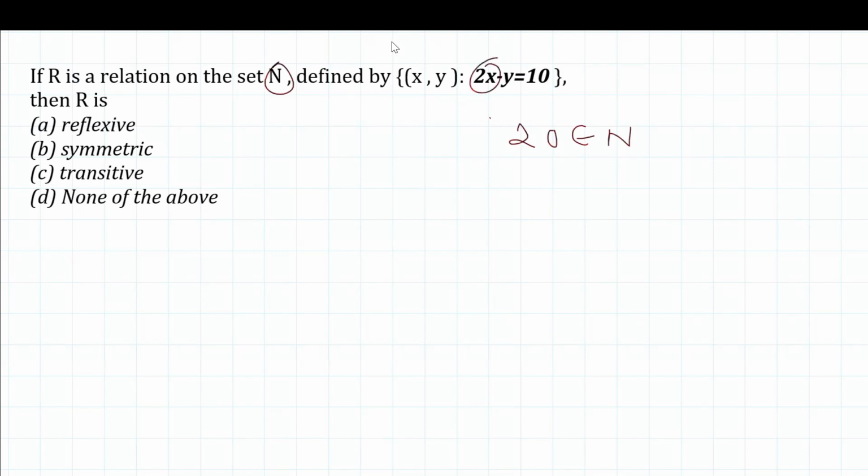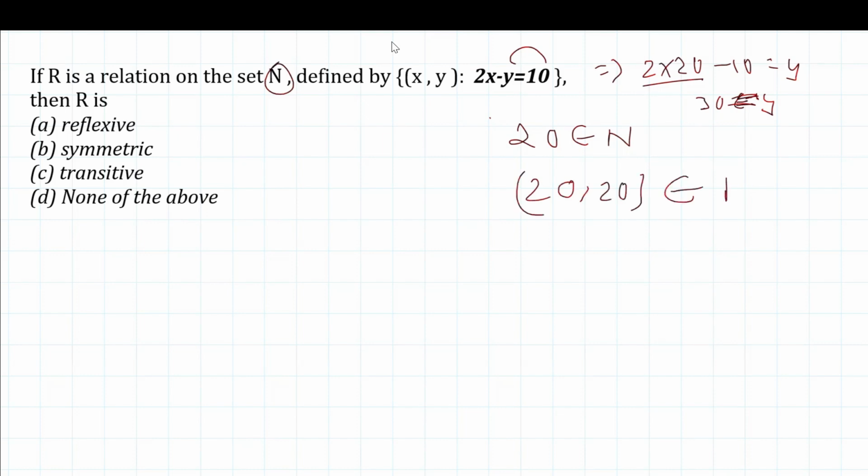Now replacing x with 20, 2 into 20 minus 10 is equal to y, transposing these. So it is 40 minus 10, which is 30. So y is equal to 30. So we can say that (20, 20) does not belong to R. Replacing x with 20, we should get y as 20 if it is reflexive. But as (20, 20) does not belong to R, it's not reflexive.